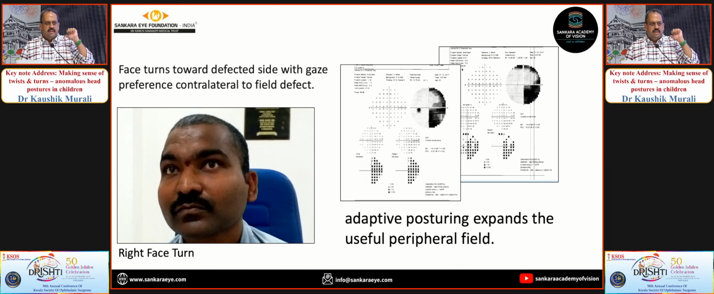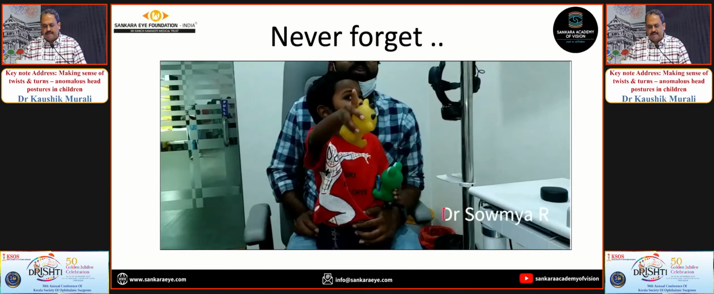So wherever the head posture gets corrected and you don't see a nystagmus or a squint, as ophthalmologists, please get a visual field done. That will probably give you a clue as to what else is happening there.